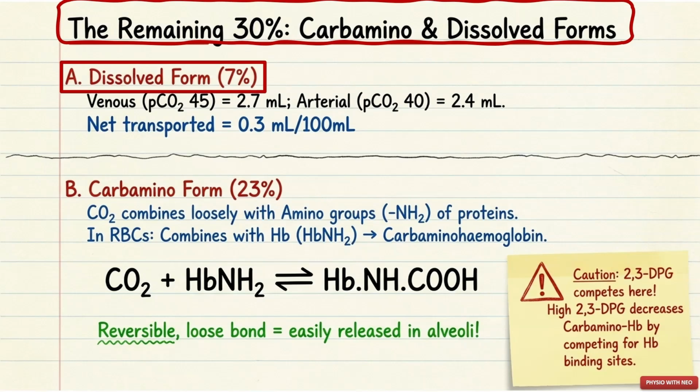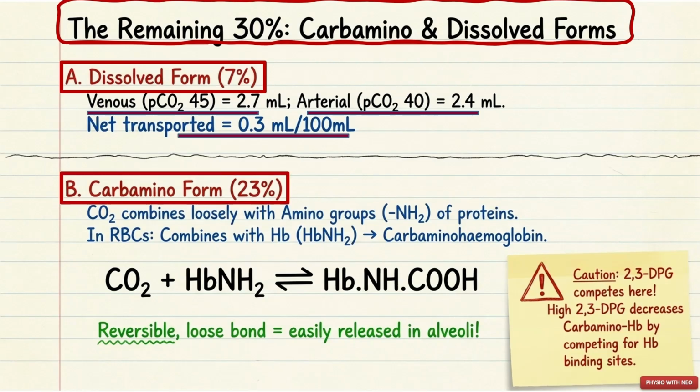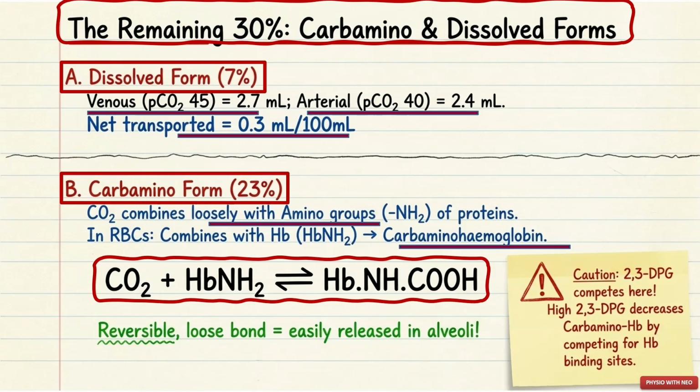Now let's revise the remaining 30% of the carbon dioxide transport. About 7% is in dissolved form. That is, venous blood contains 2.7 ml and arterial blood contains 2.4 ml. So net transported carbon dioxide is about 0.3 ml per 100 ml. And about 23% is transported in the carbamino form. That is, carbon dioxide loosely combined with amino groups in deoxygenated hemoglobin to form carbamino hemoglobin. Remember, deoxygenated hemoglobin binds more carbon dioxide. And this bond is reversible and loose, which is easily released in the alveoli.